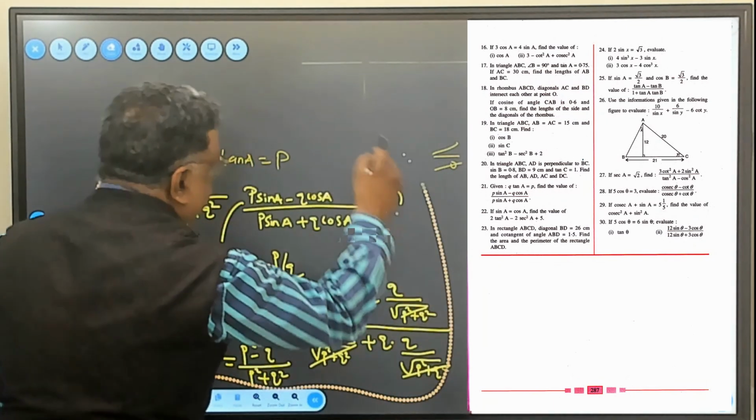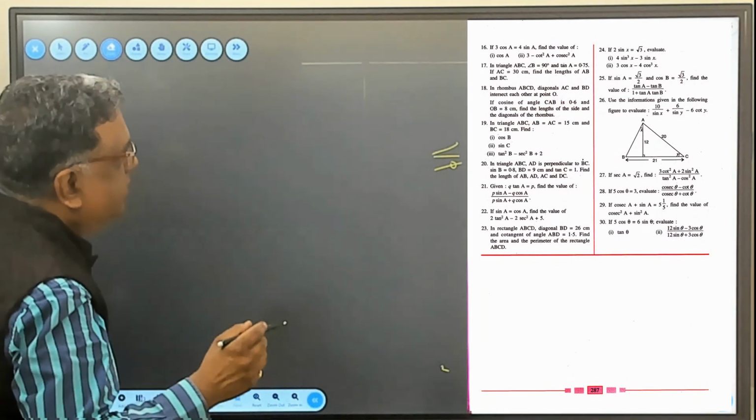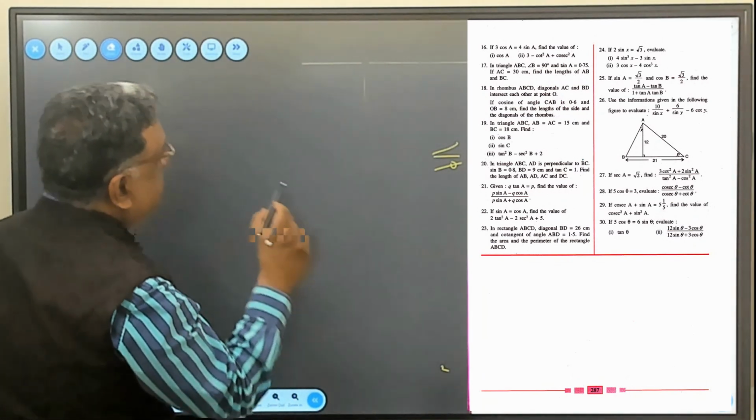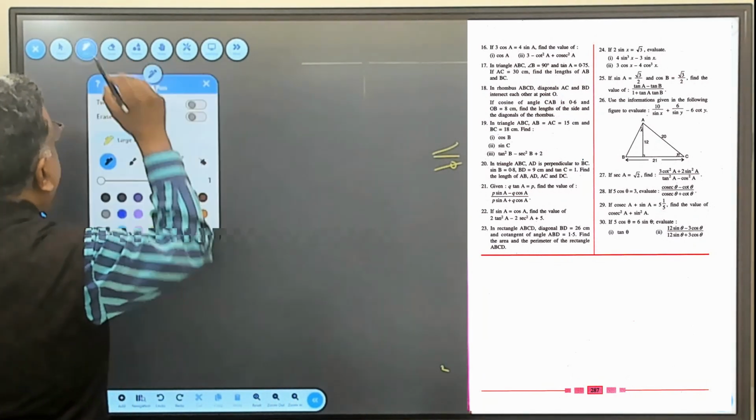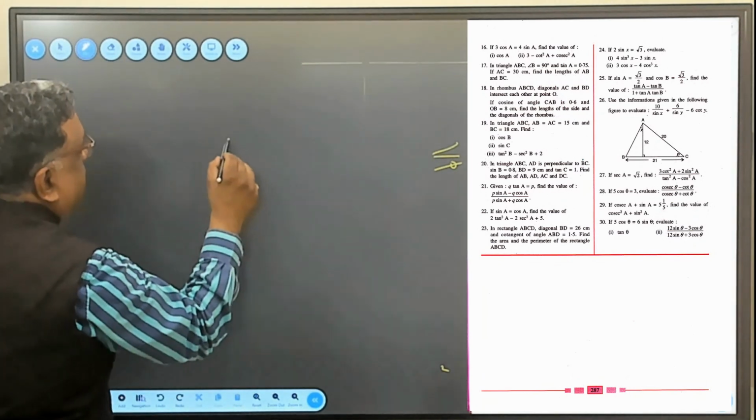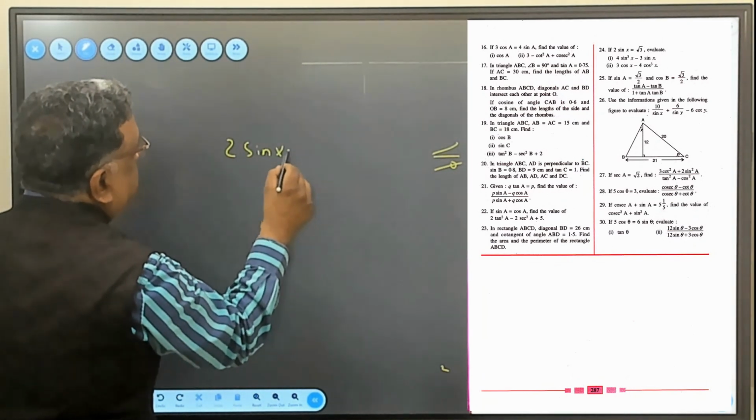Okay. Let's try to figure out 24th. So in 24th, what they have given? They have given 2 sin x is root 3. So 2 sin x is equal to root 3.